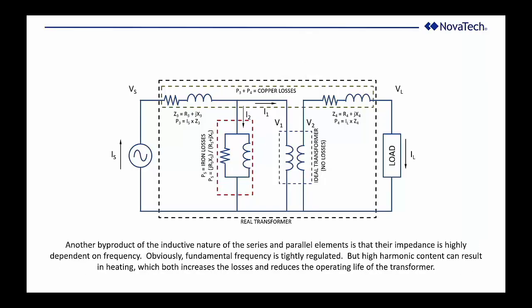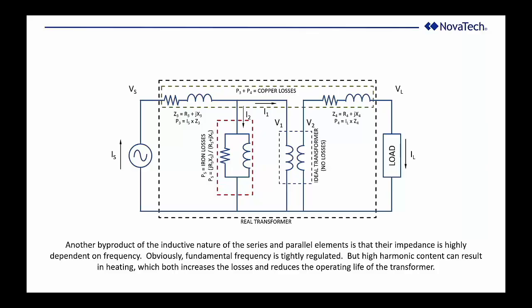I also wanted to point out in this slide that because the impedance elements are both real and reactive, there is a factor that is dependent on frequency. Now, you can build a transformer to operate at 60 hertz, and you can build a transformer to operate at 50 hertz. Sometimes it's the same transformer with different nameplate ratings.